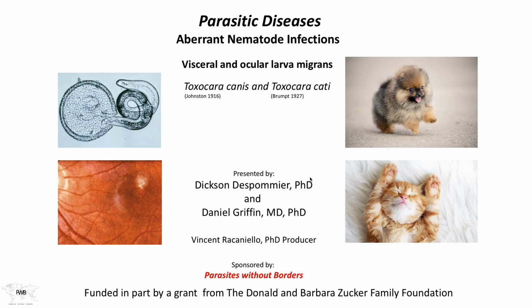Welcome to Parasitic Diseases. Today we're going to discuss aberrant nematode infections. That includes Toxocara canis and Toxocara cati. These are two ascarid nematodes. One infects dogs, the canis, and the other infects cats, the cati.